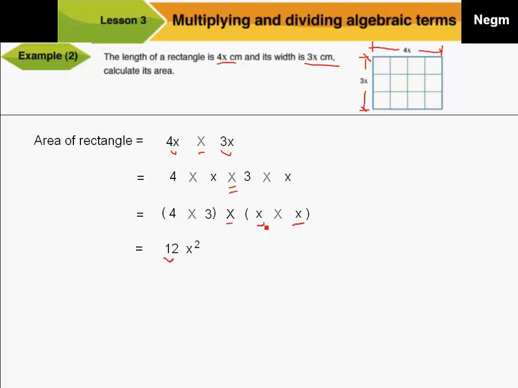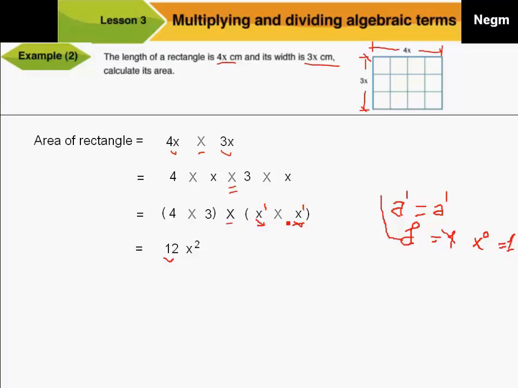We have the same base, which is x, and x means x to power 1. And here x is x to power 1. Any number to power 1 is equal to the number. If you have a, it means a to power 1. Any number to power 0 is equal to 1. So you can replace 1 with any variable to power 0, because any variable to power 0 is equal to 1. Put this in your mind.